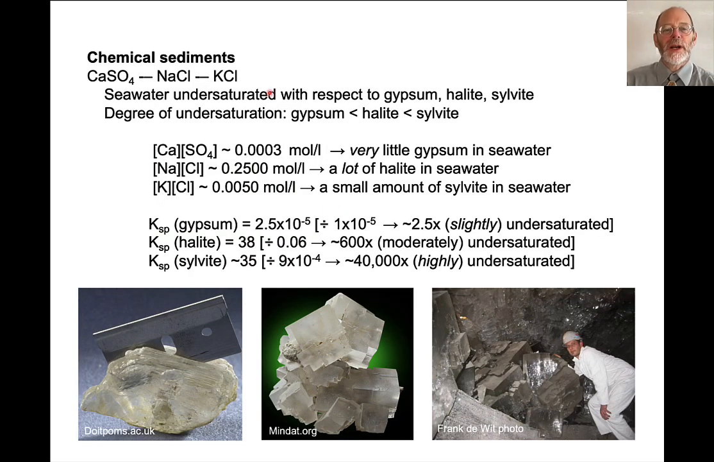Now, as I mentioned before, these minerals are undersaturated, but to different degrees. So if we look at the solubility product of calcium and sulfate in solution, and we look at the activity product of calcium and sulfate, we find that gypsum is about 2.5 times undersaturated. If we do the same for halite, we find it's about 600 times undersaturated, and if we look at sylvite, it's about 40,000 times undersaturated. So in terms of undersaturation, gypsum is a little bit undersaturated, halite moderately, sylvite highly undersaturated.